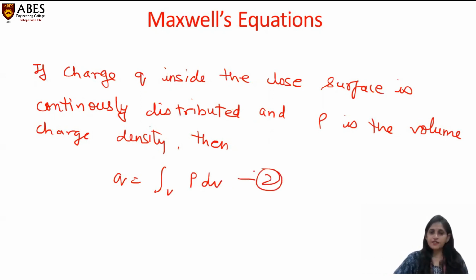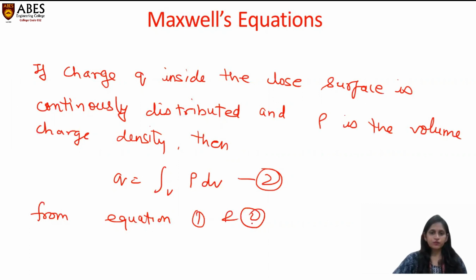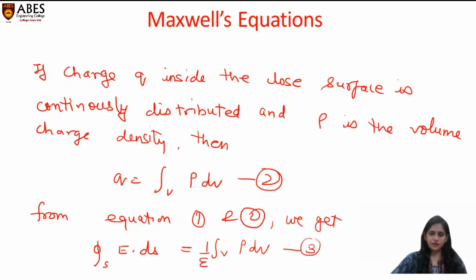So equation 1 is the surface integral E dot ds equal to Q by epsilon. Now from equations 1 and 2, what do we get? We can write the surface integral E dot ds is equal to 1 by epsilon, and in place of Q we can write the volume integral rho dV. Okay, so this is equation number 3.